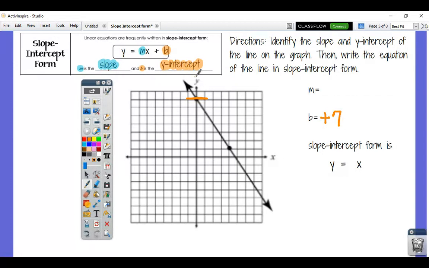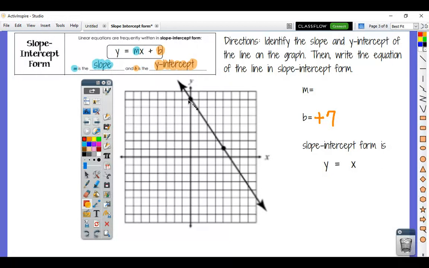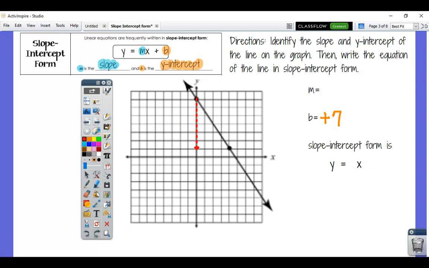So I need to find my rise over run. Trying to meet these 2 points. So from here to here, I need to rise and run. I'm going to go down 1, 2, 3, 4, 5, 6. Right? 1, 2, 3, 4, 5, 6. So I went down negative 6 units.